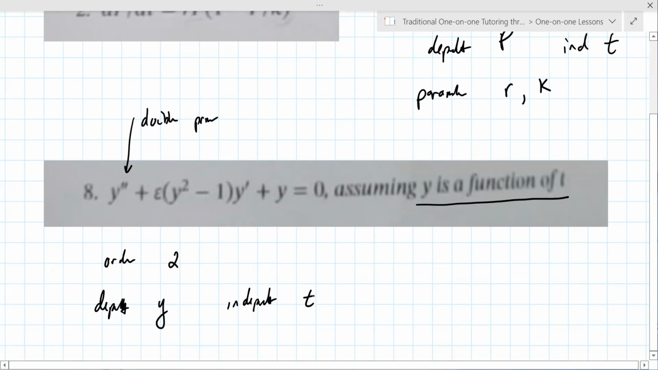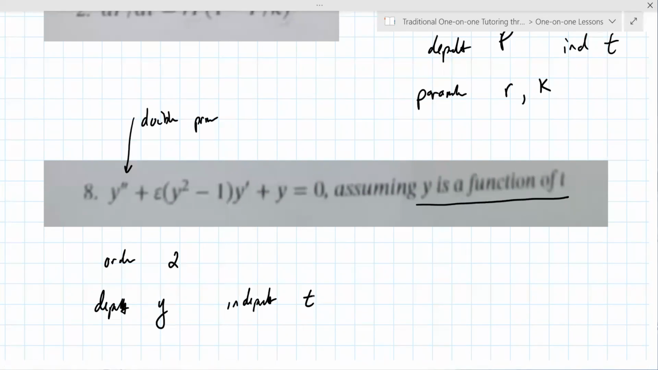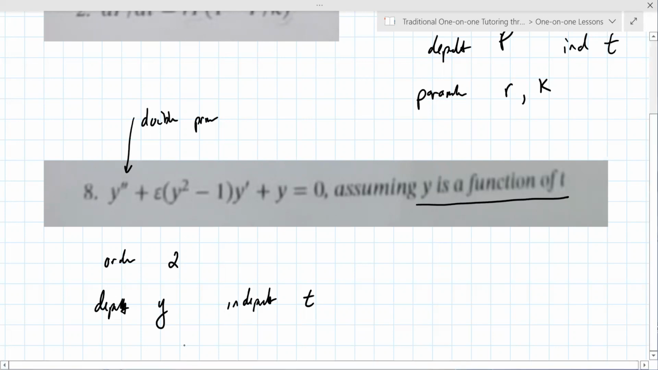All right, so then anything you see that isn't a y or a t, and it is pretty common for differential equations to be y as a function of t, and even x as a function of t instead of y as a function of x. You'll see that more and more. But the parameter here is just epsilon. Okay.